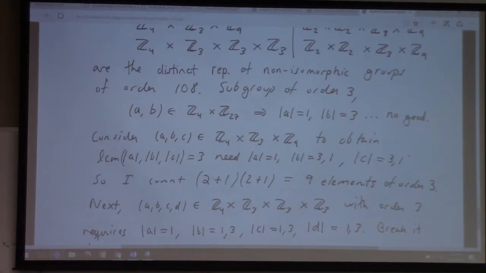Wait a minute. Oh, I'm sorry, I'm in this specific context. There's multiple contexts. Yeah. Why am I saying no good?